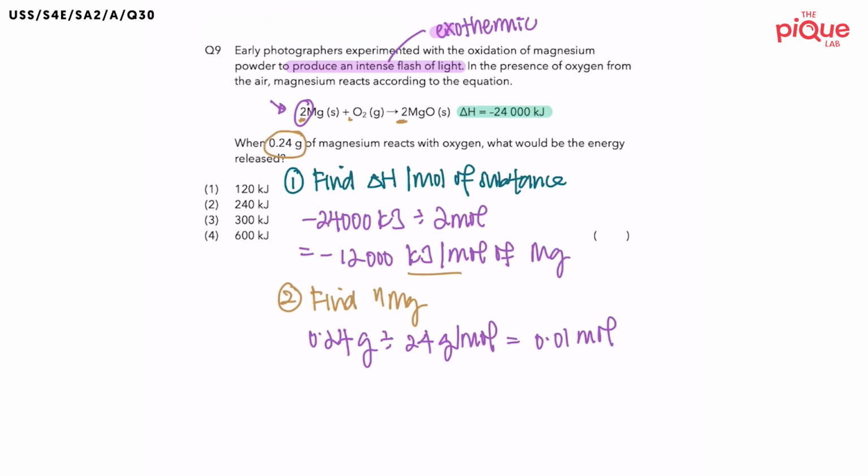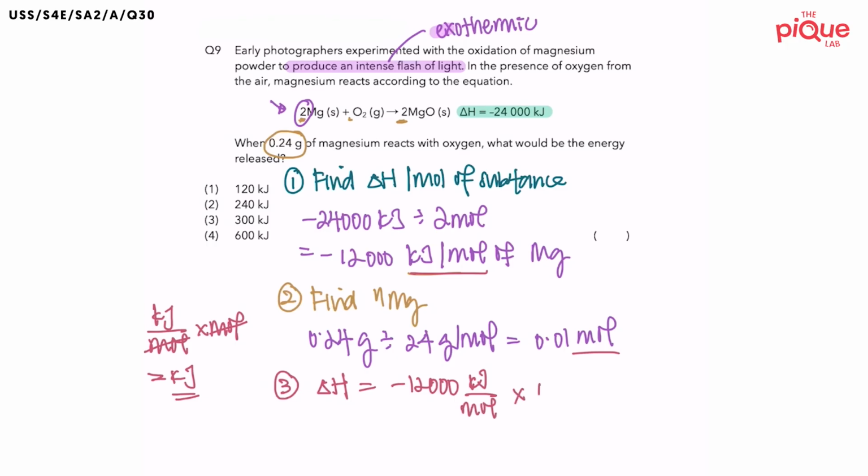Last but not least, what we need to do now is find the enthalpy change of the reaction. And since we have kilojoules per mole and we have mole here, it is very easy for us to simply use kilojoules per mole multiplied by moles to get back kilojoules. So from this, the enthalpy change is simply minus 12,000 kilojoules per mole multiplied by 0.01 mole. And this will give me minus 120 kilojoules.